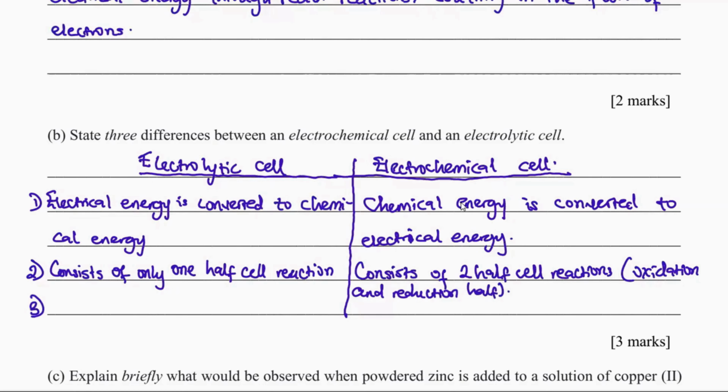Now, the third difference is that the electrolytic cell reaction is non-spontaneous. That is, it will require an external force for it to proceed. While for the electrochemical cell, it is spontaneous. It is a spontaneous process, so that means it happens voluntarily on its own.